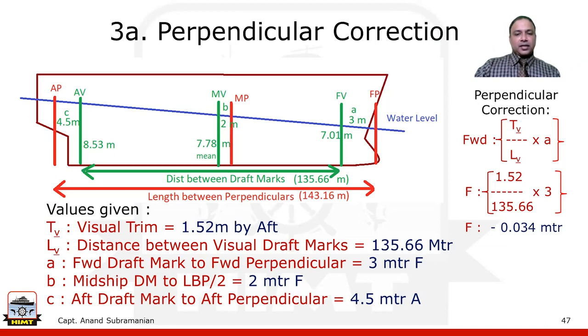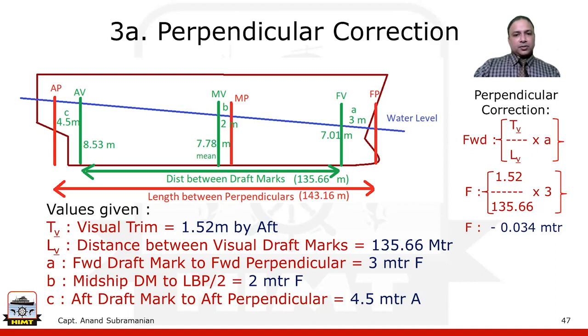And now why is the sign minus? The sign is minus because if I'm going to stand in front of the visual draft mark, the perpendicular is located forward and the vessel is trimmed towards the stern. That is the reason why the sign is negative: the location is forward, and the trim is aft. Signs are opposite, that is why negative sign.